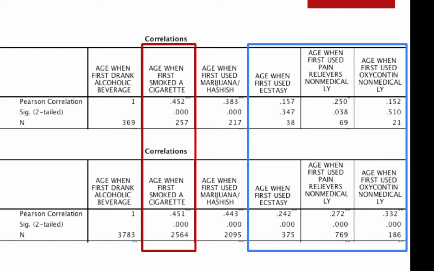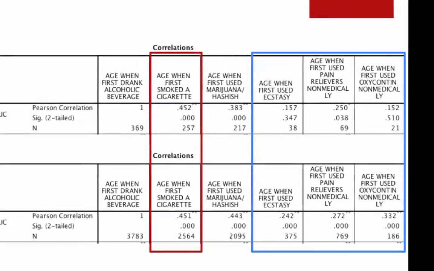Same thing with OxyContin. When we only had 21 people, we had no significant relationships between OxyContin and alcohol, and that pretty much gave us a no to very weak relationship, which wasn't significant anyway. But when we have 186 people compared to the 21, well, now we see a very significant relationship. And that relationship is actually pretty weak, almost to a moderate relationship. So notice that the more people we have, the easier it is for us to find significance, to find significant relationships.